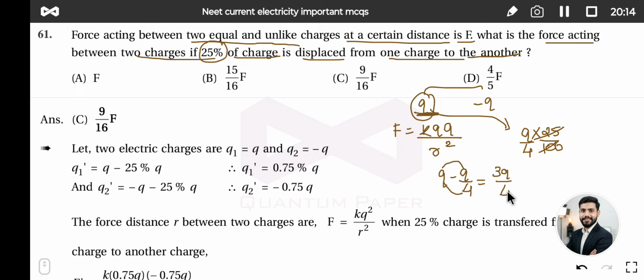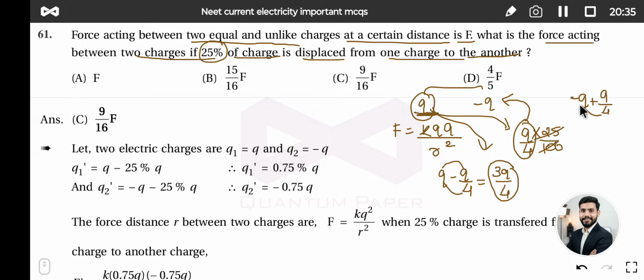So this is the total charge now on the first one, and this charge q by 4 we are adding to the second charge. The second charge is minus q, and we add q by 4 to it. Solving that, minus 4q plus q gives minus 3q by 4. So now on the first sphere the charge is plus 3q by 4, and on the second sphere the charge is minus 3q by 4 after shifting 25% charge from here to here.